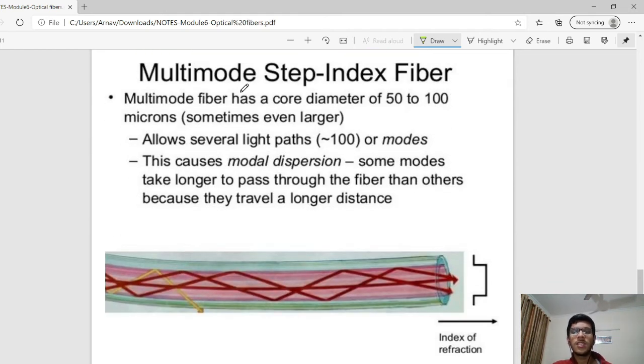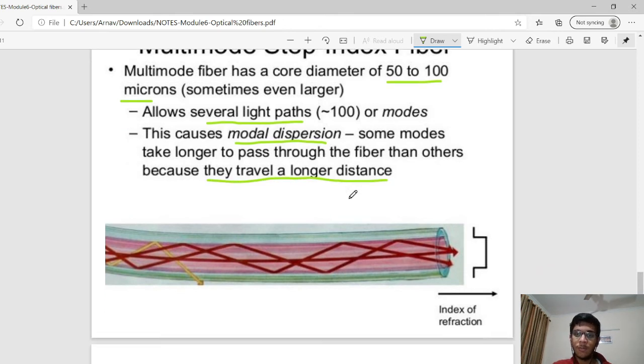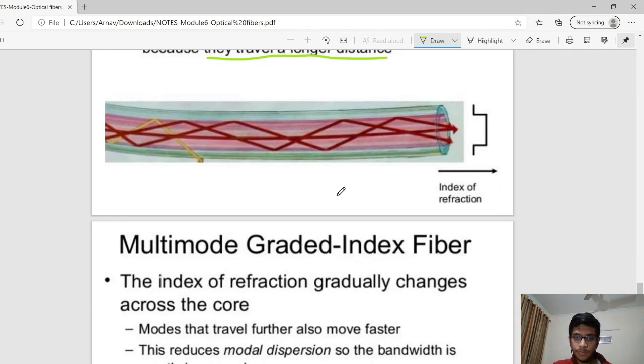Moving on to multimode step index fiber, multimode fiber has a core diameter of 50 to 100 microns, which allows several light paths, or around 100, which causes modal dispersion, in which some modes take longer to pass through the fiber than others because they travel a longer distance. It's a good point from the exam point of view.